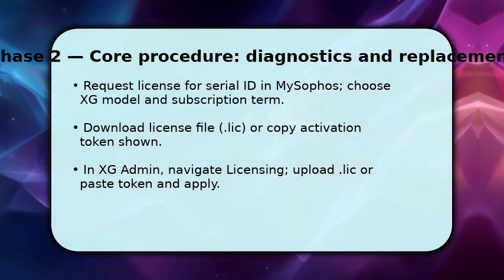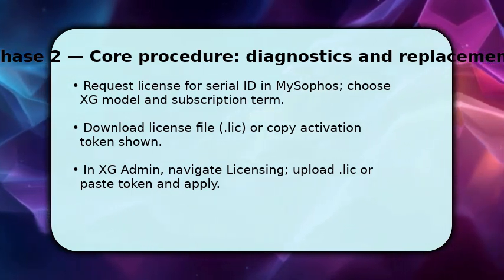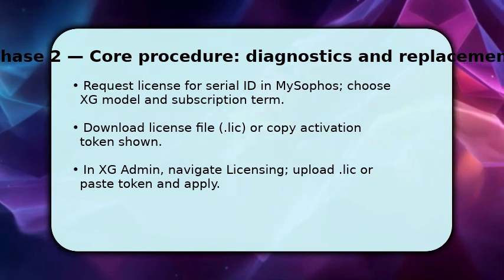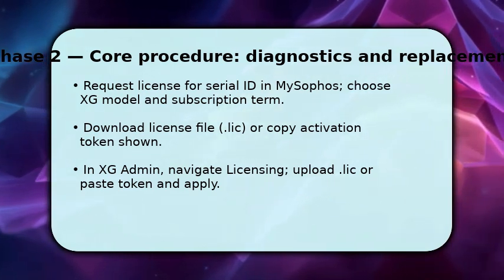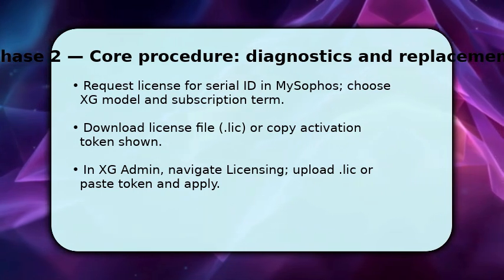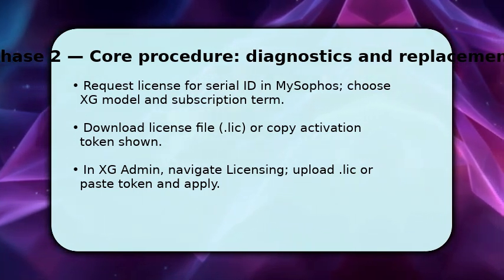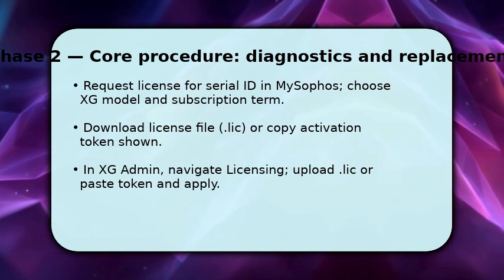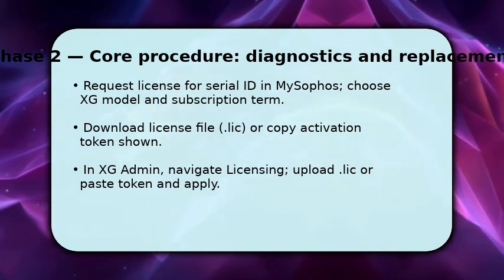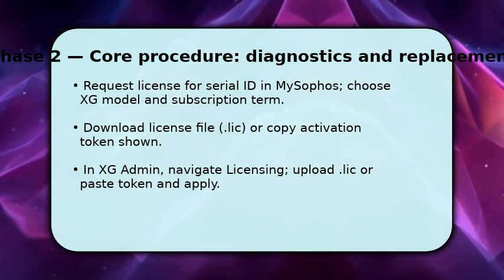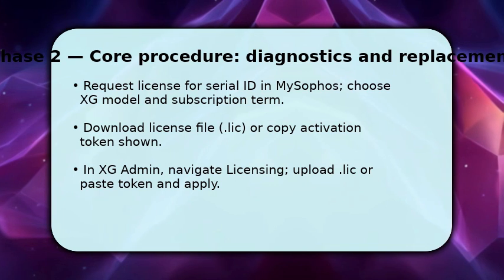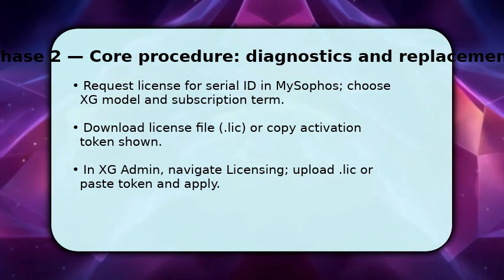After the license is issued, download the LIC file or copy the activation token provided. Next, log into the XG admin console, go to System Licensing, and either upload the LIC file or paste the token into the activation field. Click Apply. The firewall will validate with Sophos and begin provisioning features tied to your subscription.